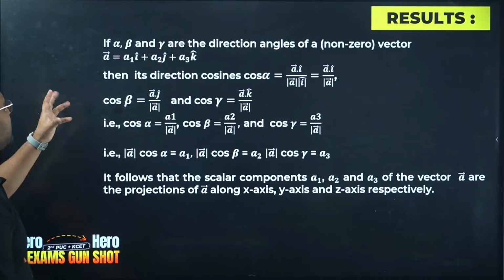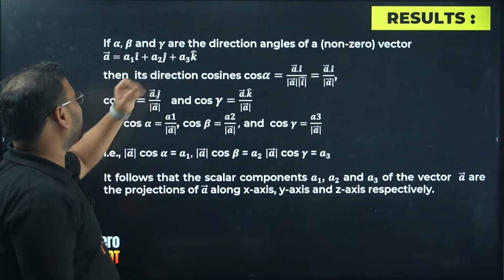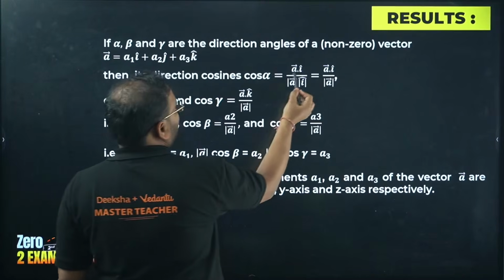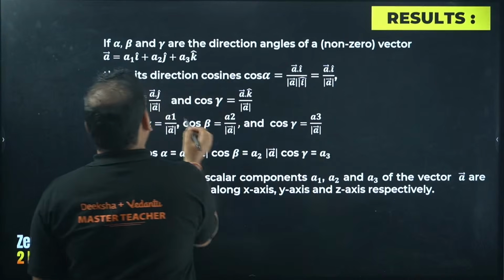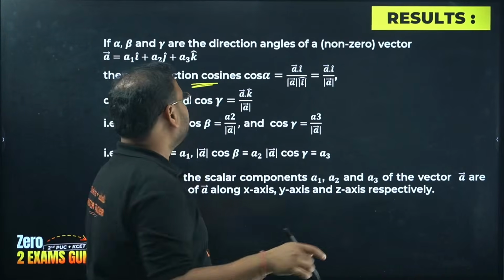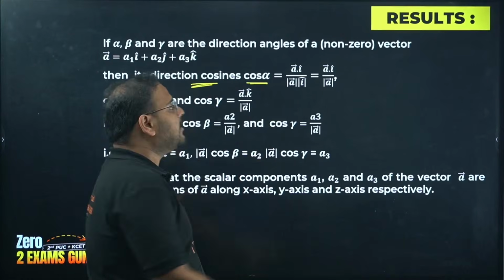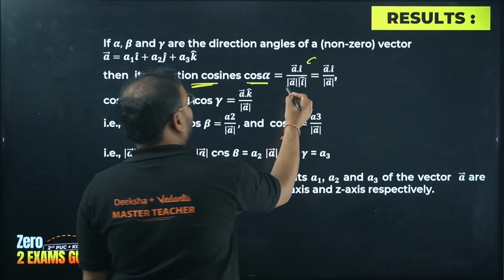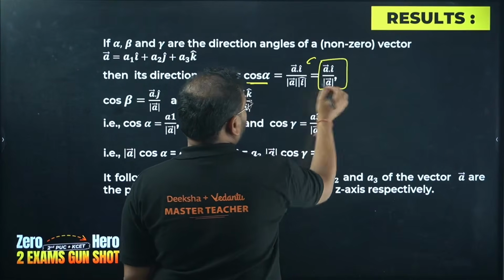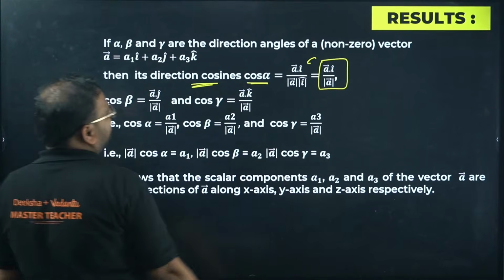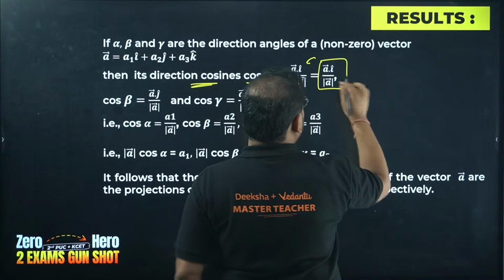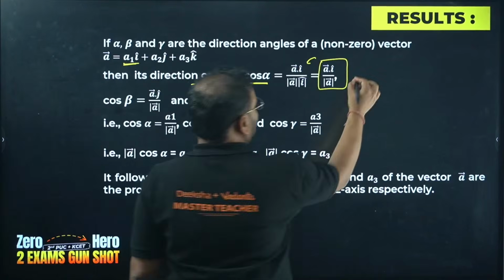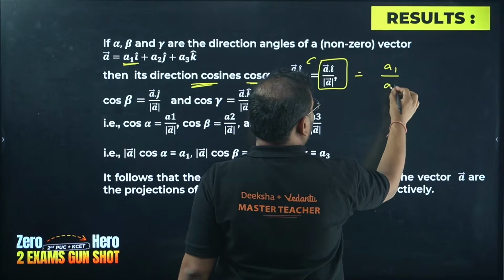Some important results on this same projection concept. If you have vector A as A1 I cap, A2 J cap and A3 K cap, then direction cosines of this can be written like this: A dot with I cap, because I'm talking about only direction cosines. So we'll take only the x component. So cos alpha, what will that be? A dot I upon mod of A into mod of I, because I is a unit vector. What are you going to get? A1 upon mod of A. Because vector A, if you remember, is A1 I cap, take dot of A1 I cap with I cap. This value is nothing but A1 by mod of A.